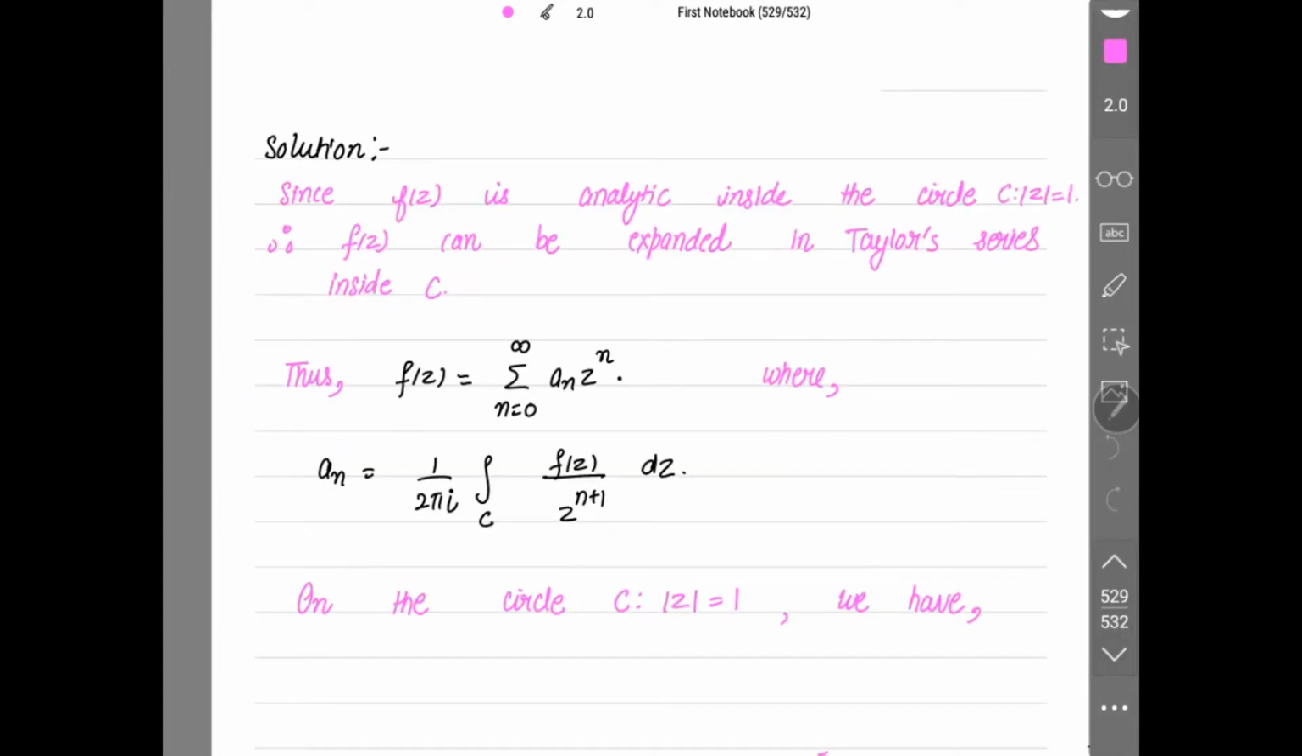So since f(z) is analytic inside the circle C, mod z equal to 1, f(z) can be expanded in a Taylor series inside C. All the steps are the same, just as we have done right now. So f(z) is equal to summation n going from 0 to infinity a_n z to the power n as a Taylor series, where a_n is 1 over 2 pi iota integral over C f(z) over z to the power n plus 1 dz. And on the circle, we know that mod z is equal to 1. We have to determine our f(z).